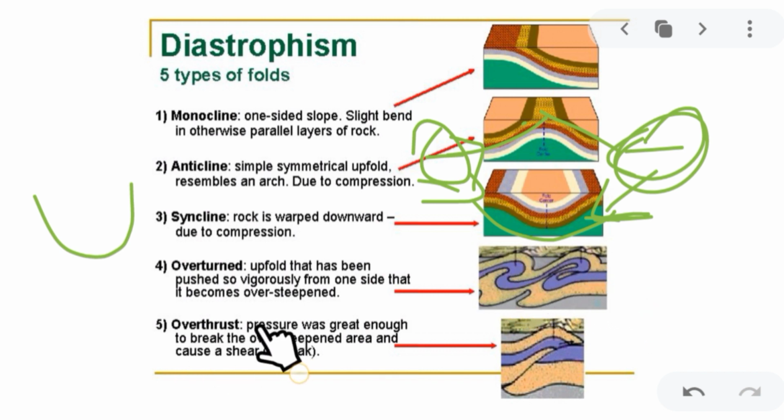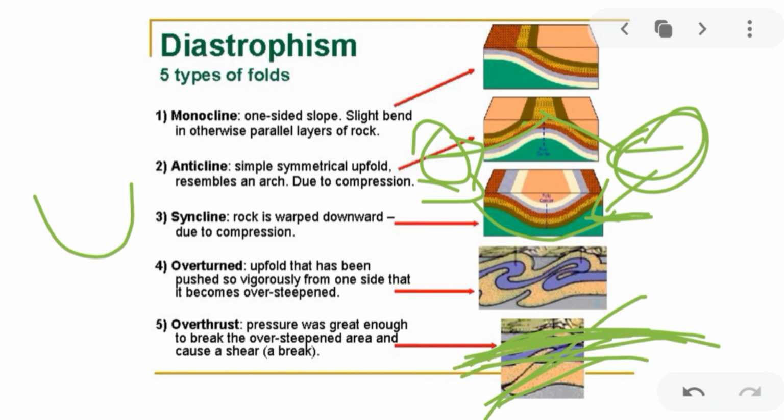Then we have here the overthrust. Pressure was great enough to break the overturned area and causes a shear or break. So, kapag sobra naman yung pressure na in-exert, parang napunit yung lupa. Nagkakaroon ng split. So, magkakaroon dito ng convergent zone and divergent zone. Magkakaroon dito ng subduction zone, yung pababa. Tapos, magkakaroon ng continental formation dito. Or island formation, pwede rin. Or mountain ranges, pwede rin.